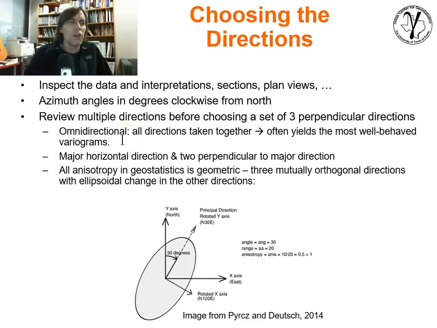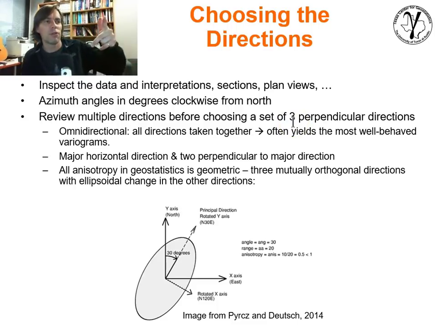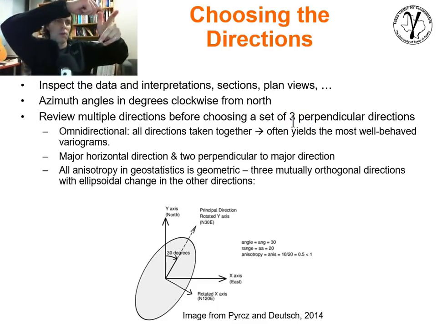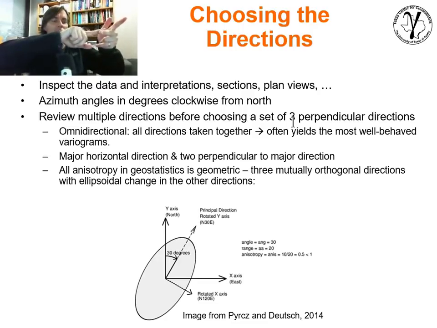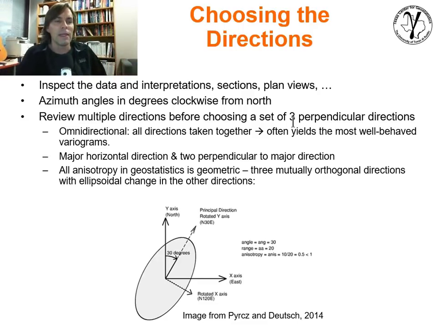And so what are you going to do? Well, you can look at different directions, and then you're going to try to choose a set of 3 perpendicular directions. So you're going to have the vertical, the horizontal major, and then the horizontal minor. Those 3 directions all together will give you a full 3-dimensional model of spatial continuity. So how can you do it? Well, the first thing you could do is try to calculate an omnidirectional variogram where you don't account for directionality. Use very big tolerances, look in all directions for the same distances.